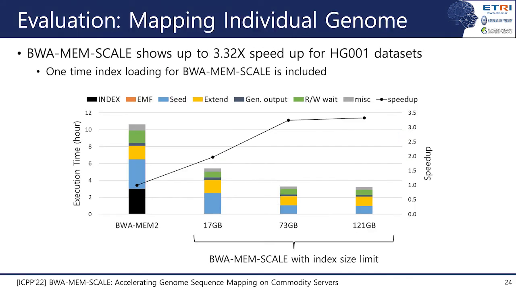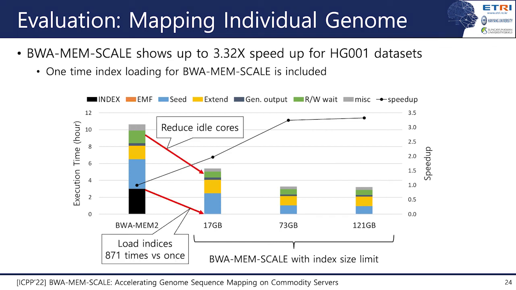This is the last evaluation in this presentation. This experiment uses a sequencing data set of an individual. The dataset consists of 871 files and has about 6 billion sequences. In the graph, x-axis shows the baseline and the index size limit for BWA-MEM-SCALE. For this experiment, I show 3 representative points of the index size limit. The y-axis shows the execution times for bar graph and the speed up compared to the baseline for the line graph. In this graph, index loading time is also included for BWA-MEM-SCALE. The index loading time for BWA-MEM-SCALE is the pre-loading time on in-memory index store.